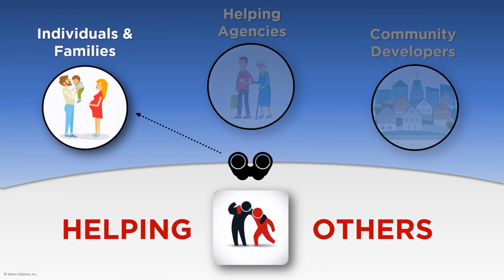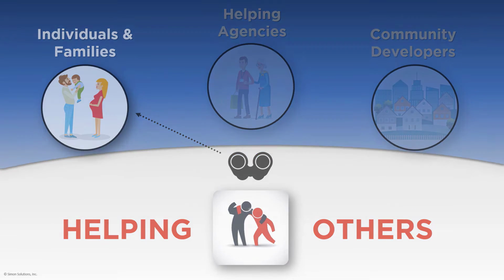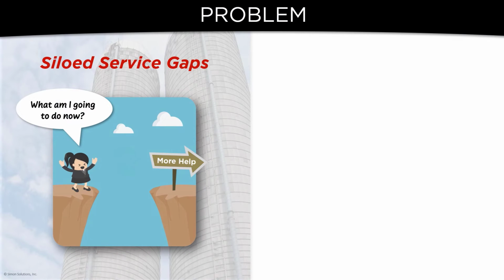First, let's look at helping others through the lenses of individuals and families, and see what they face when searching for resources that can help transform their lives. Oftentimes, people face big problems when searching for resources. Siloed service gaps throughout a community can leave people stuck and questioning as to where to go for help. This happens when a helping agency reaches its limits in providing help and is unaware of other helping agencies which can provide more help that is needed.